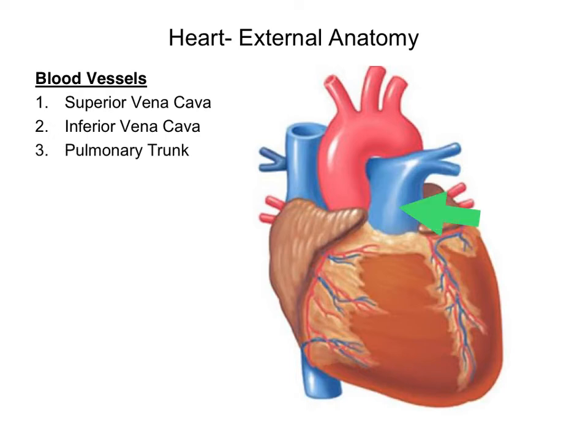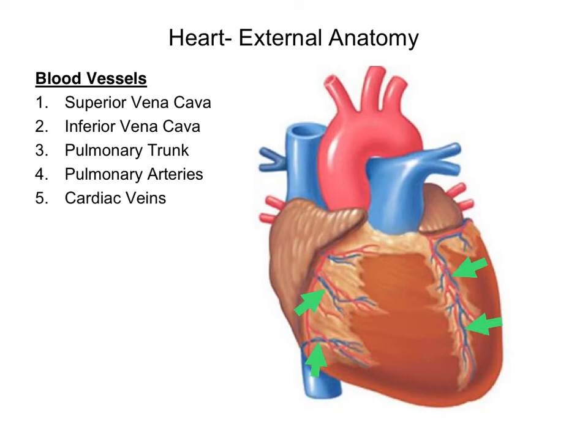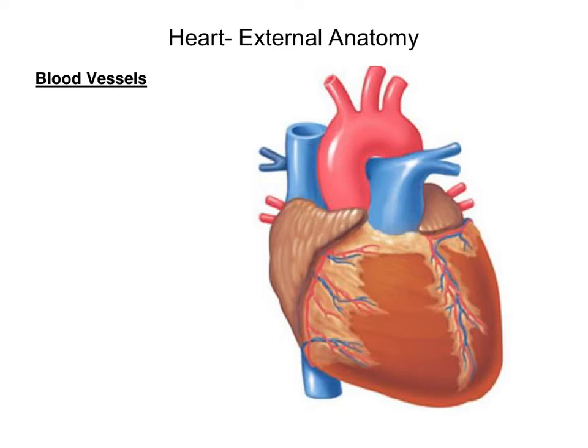Next is the pulmonary trunk, which transports oxygen-poor blood from the right ventricle to the lungs via the pulmonary arteries. And finally, you have the cardiac veins, which transport oxygen-poor blood from the myocardium of the heart back to the right atrium. Please note that when discussing oxygen-poor blood, the color blue is usually associated with oxygen-poor blood. The next set of blood vessels are blood vessels that carry oxygen-rich blood. Please note that oxygen-rich blood is usually associated with the color red.